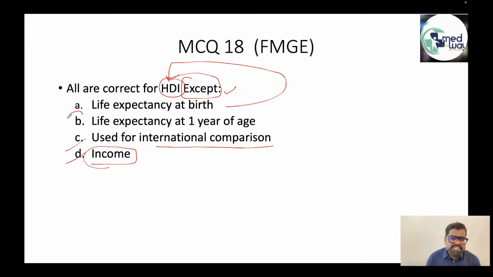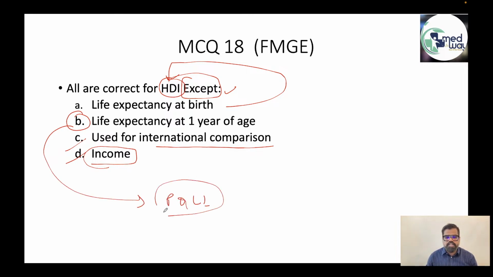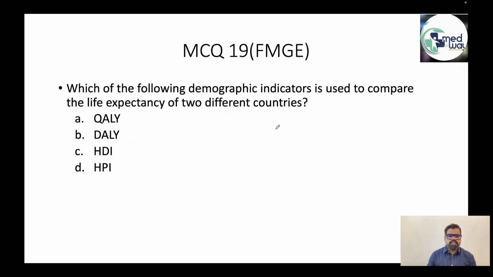Life expectancy at 1 year of age is a part of PQLI, Physical Quality of Life Index. It is not a part of HDI, Human Development Index. So the answer is B, life expectancy at 1 year of age. Okay, let me take one more question, then I'll go with the explanation.